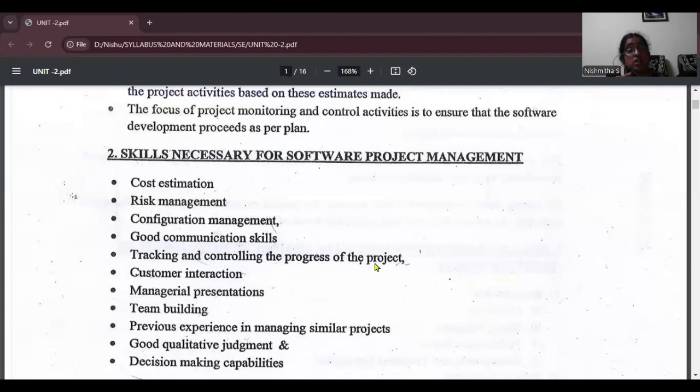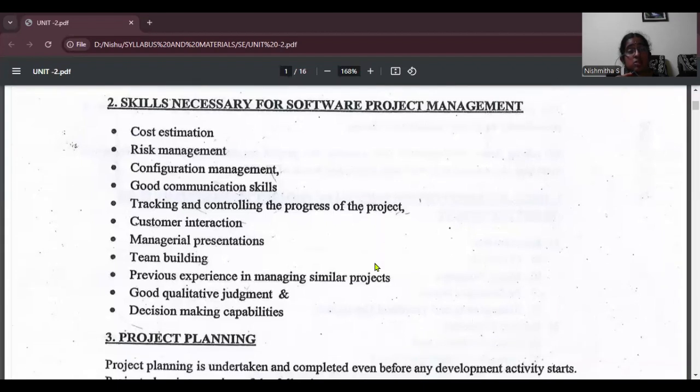Managerial presentation, which means that the project manager should be capable enough to present any of the presentations regarding the projects to the higher authorities. Next one is team building. The project manager should be capable of building a team which helps in the running of a smooth project. Previous experience in managing similar projects. The project manager should have previous experience in guiding. He must be an experienced one in guiding a software project.